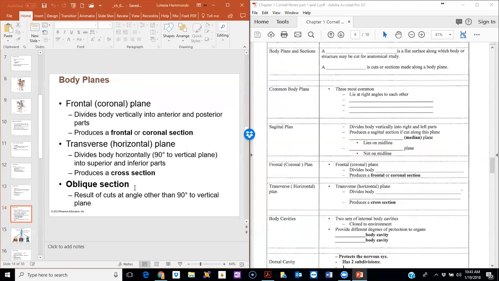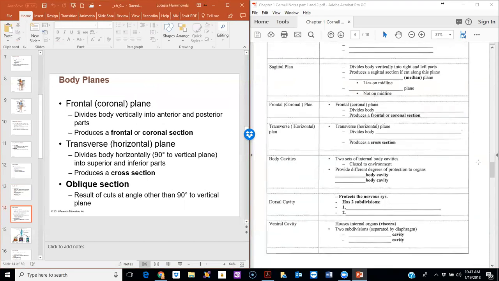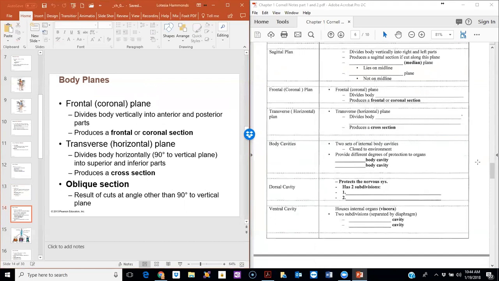All right, next is our transverse, which is also on the same slide. Transverse, also referred to as the horizontal plane, divides the body horizontally into superior and inferior parts. The division usually is on a 90-degree vertical plane, but the main thing that you need to know is that it's a top and a bottom. It does produce a cross section of the part of the body that is located on this particular plane.